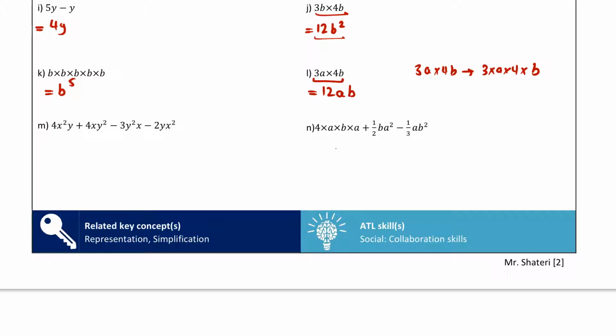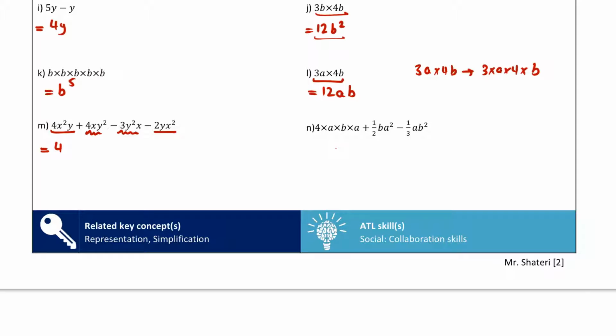Alright, for the next question over here, I'm going to identify like terms first. Here the first term has variable of x squared y. The next one has xy squared, so it's not a like term. The next one has also y squared x or xy squared, so it's not a like term. But I do realize that these two are like terms because they both have x and y squared as their variable. And finally I have x squared y, which is a like term to my first term.